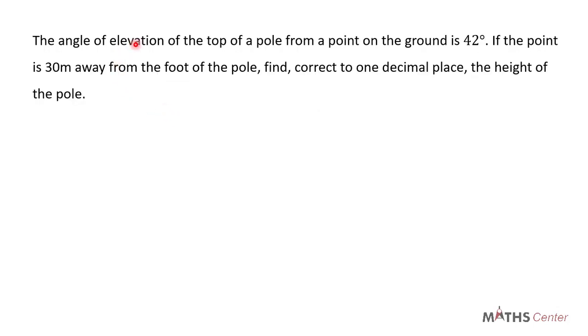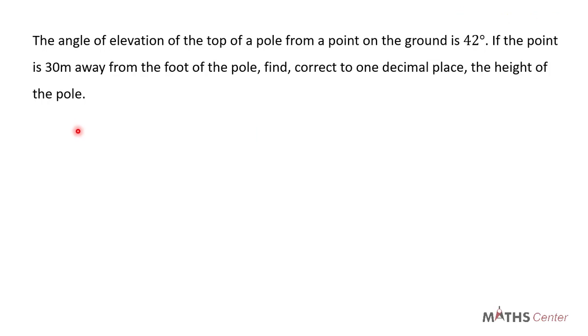The angle of elevation of the top of a pole from a point on the ground is 42 degrees. If the point is 30 meters away from the foot of the pole, find, correct to 1 decimal place, the height of the pole. Let's draw a simple diagram for the problem we have here so that we will be able to visualize it.